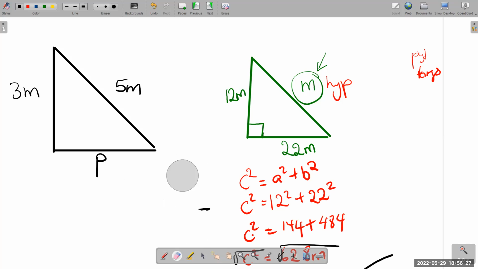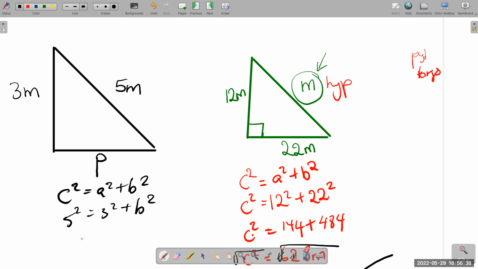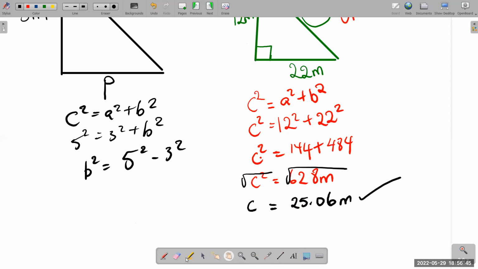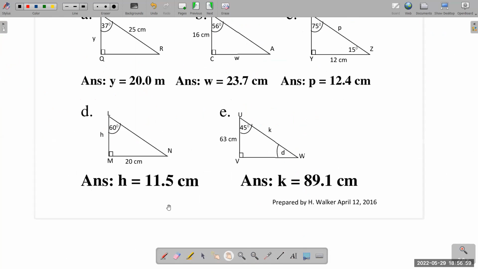Okay. All right, so I see the answers. Excellent job. So usually the formula is c squared is equal to a squared plus b squared. So 5 squared is equal to 3 squared plus b squared. We want b squared, so we transpose. So b squared is equal to 5 squared minus 3 squared. And so what we have here, you realize I'm bringing it down, 25 minus 9. So b squared is 16. So b is 4 meters. Excellent.